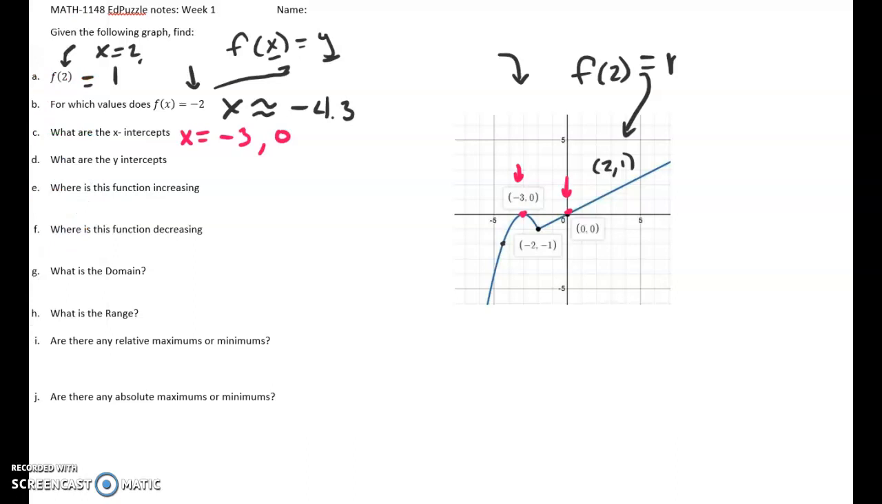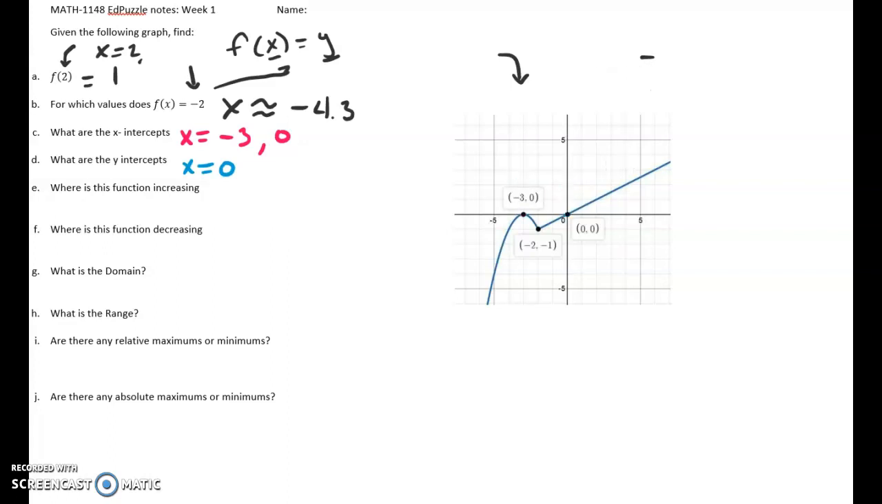So if an x-intercept is where it crosses the x-axis, the y-intercept is where it crosses the y-axis, right? And we can see that here's our y-axis right here, and it crosses right here. So the y-intercept is also at 0. That's because it goes through the origin, so it's both an x- and a y-intercept. All right, I'm going to clear this out because now we're going to talk about where the function is increasing.